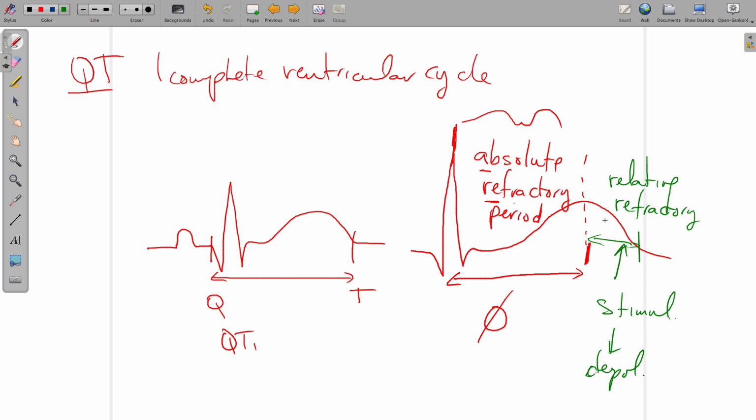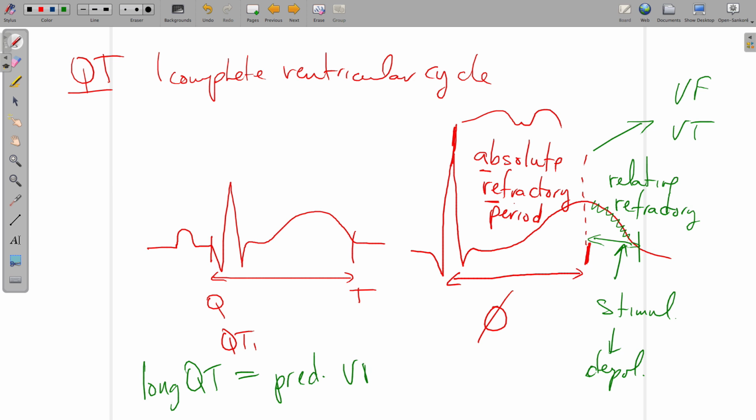Well, it is believed that if we end up having some sort of large stimulus that happens during the relative refractory period, it is possible for us to develop VFib or VTach as a result. All right, so what does all this mean to us? We talked about the QT interval, and now we're talking about VFib and VTach. That's exactly right. So if we have a patient that has a long QT interval, long QT interval predisposes to VFib and VTach dysrhythmias.